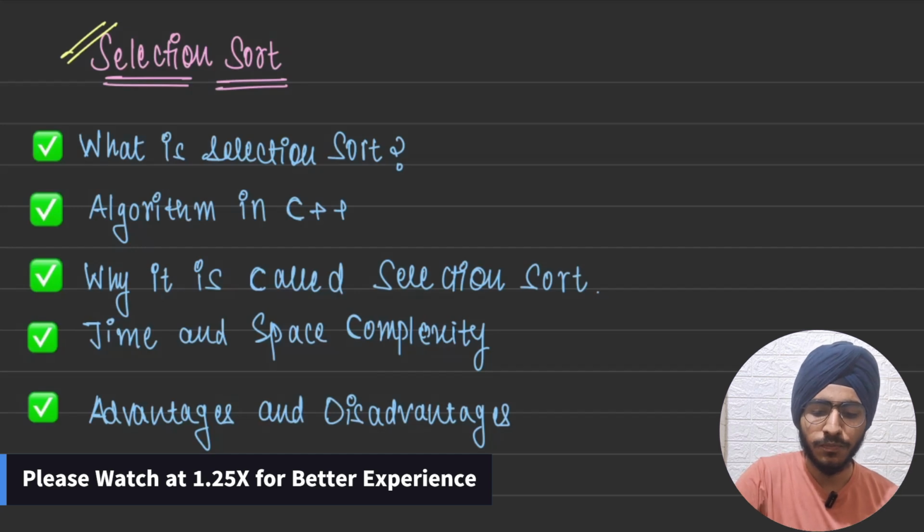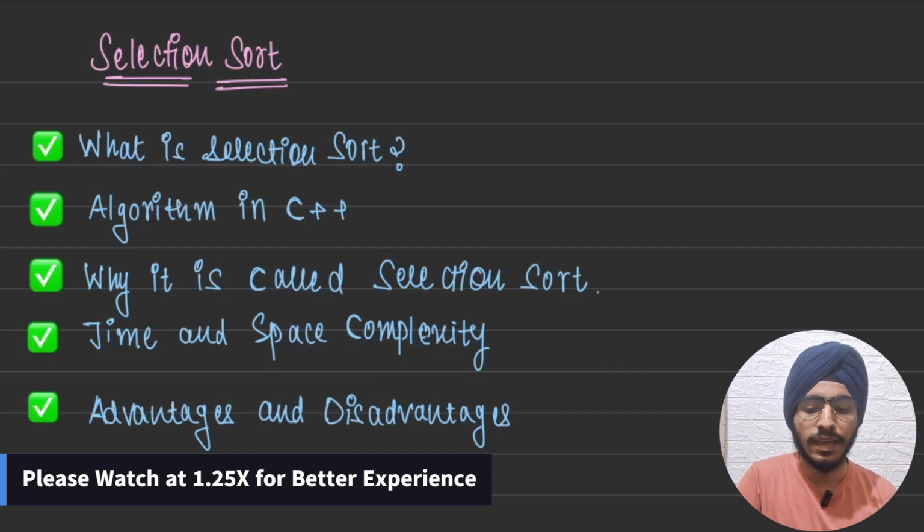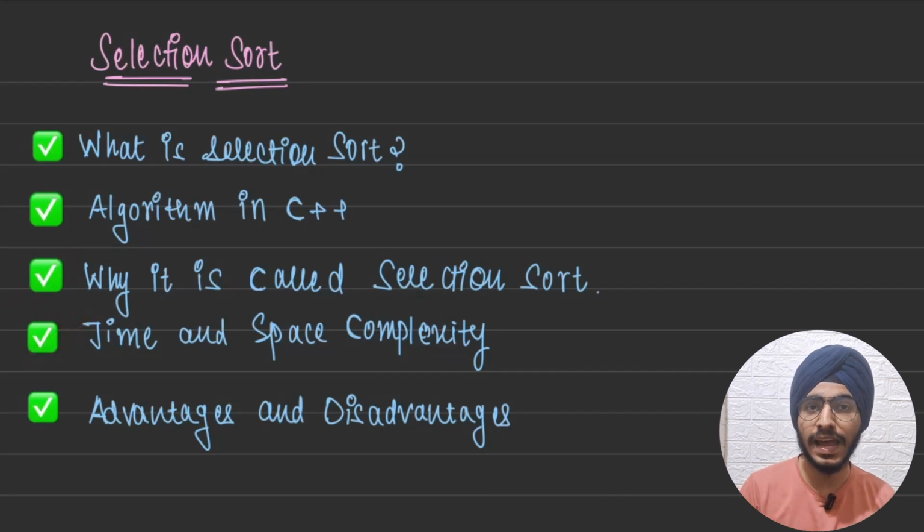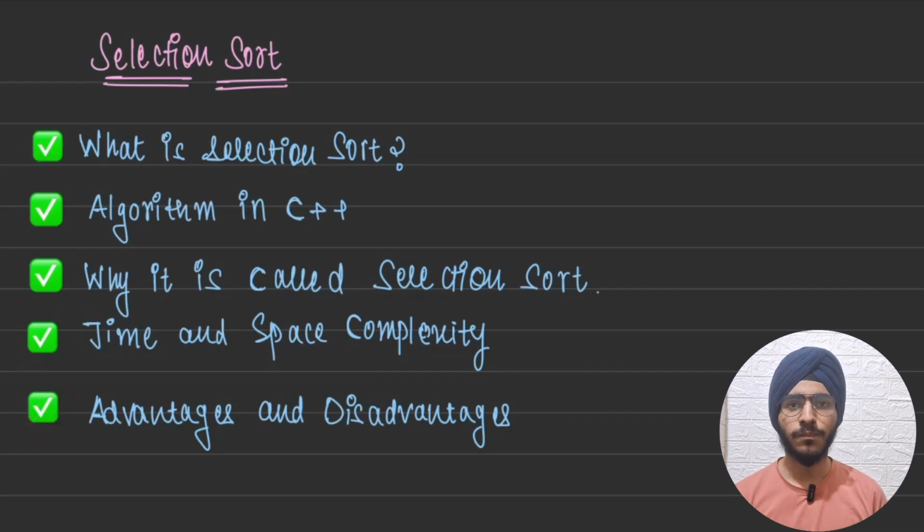So in this video we will discuss what is selection sort, the algorithm in C++, why it is called selection sort, time complexity and space complexity. With that we will also discuss advantages and disadvantages. So without any further delay, let's get started.